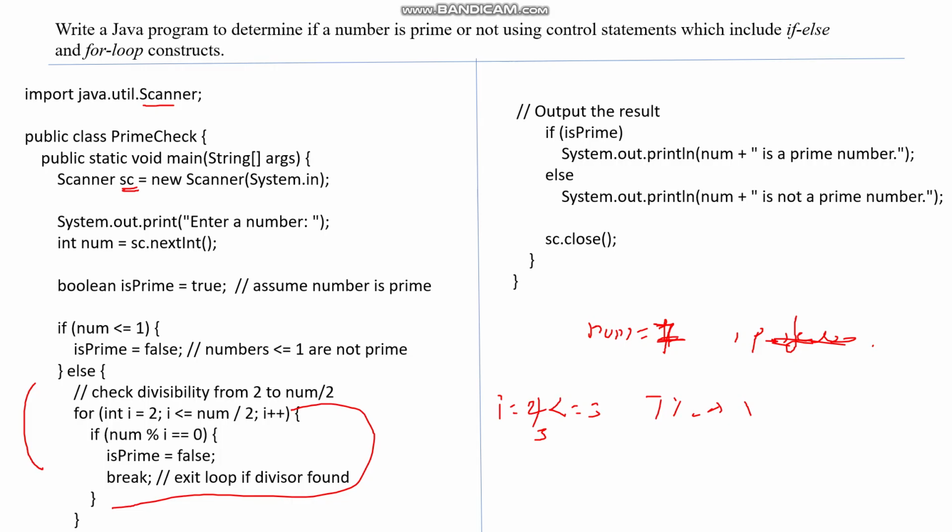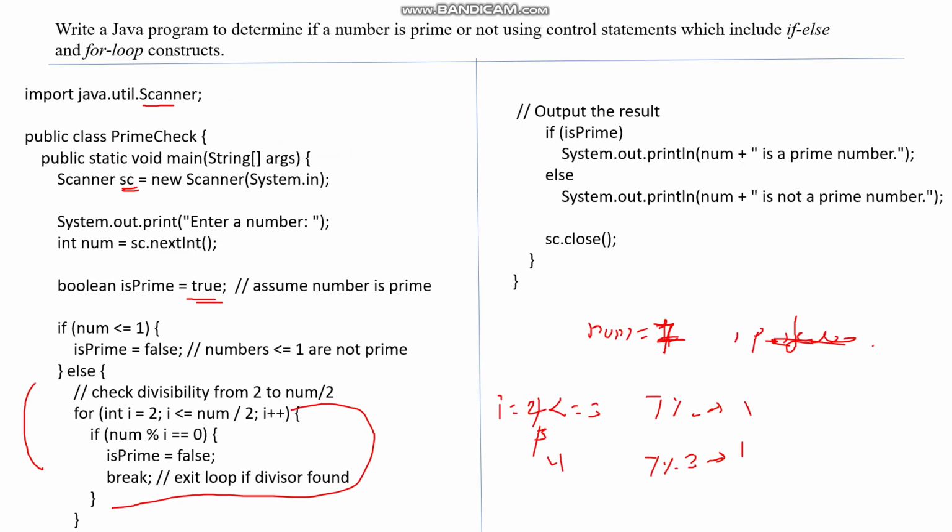The condition is true, so we execute this body. If number % i, the number value is 7, i value is 3. 7 % 3 value is 1. 1 equals 0 is false. This will not be executed. Increment the i value. Now i becomes 4. 4 is less than or equal to 3, the condition is false. When the condition is false, we come outside this for loop, which means there is no change in isPrime. What is the isPrime value? True. If isPrime is true, whenever the condition is true, execute this one: System.out.println("Number is a prime number"), meaning 7 is a prime number.